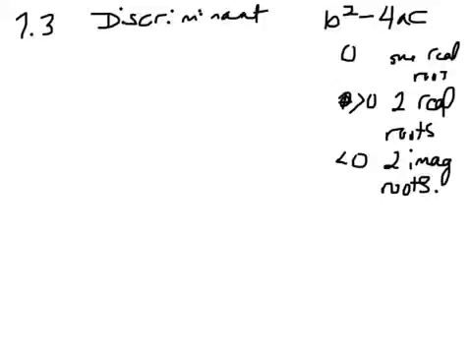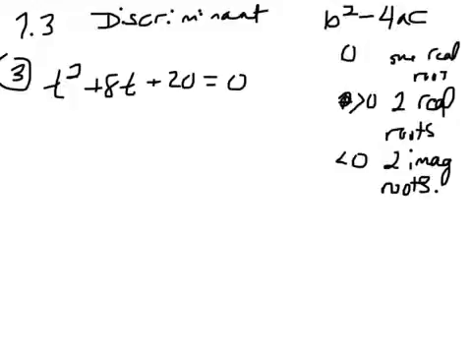So we're going to look at some of these problems and see what happens here. Let's just pick one out of 1 and 3. Let me go with number 3, okay? Just for example, t squared plus 8t plus 20 is equal to 0. Now, they're not actually asking us to find the solutions. They're just asking us to tell how many solutions there are.